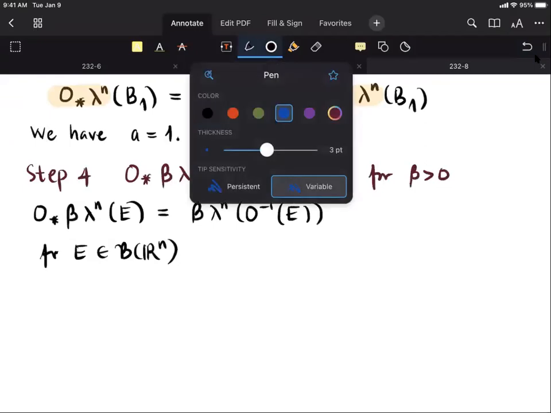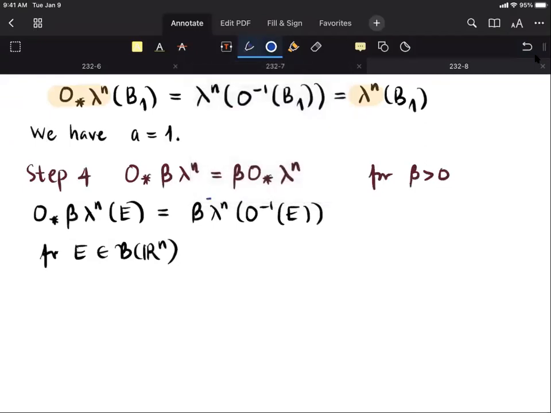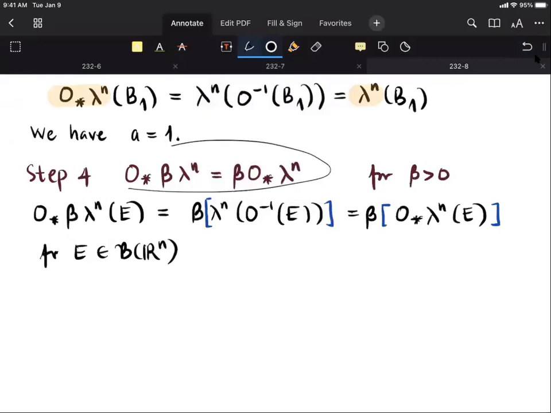Now, concentrating on this part, the one inside the bracket would be O star lambda n times beta. And hence, we have this equality.